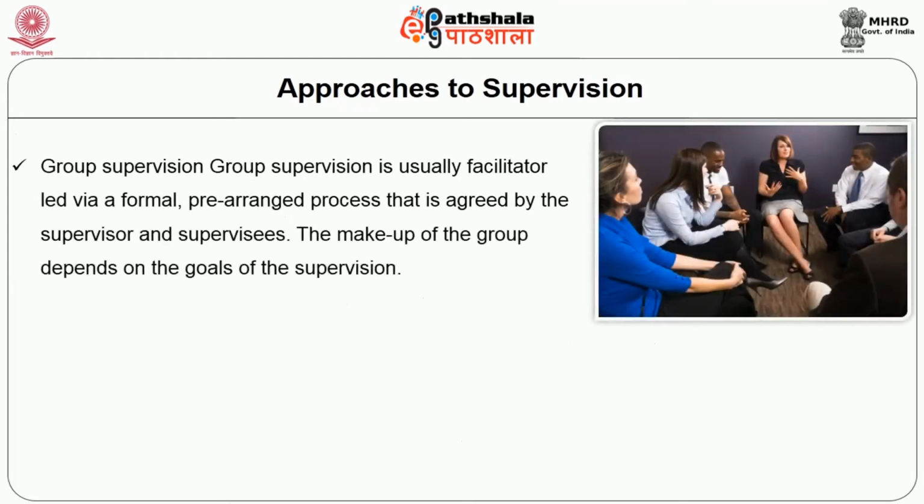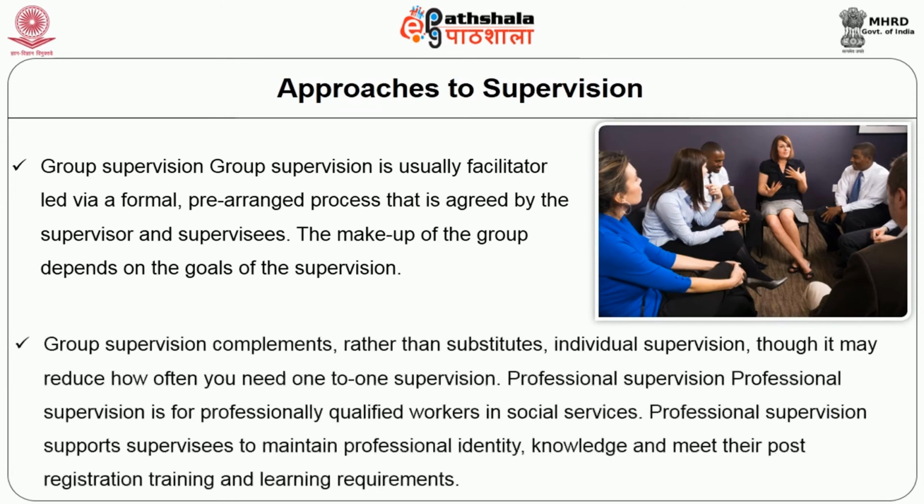Group supervision is usually facilitator-led via a formal pre-arranged process that is agreed by the supervisor and supervisees. The makeup of the group depends on the goals of the supervision. Group supervision complements rather than substitutes individual supervision, though it may reduce how often you need one-to-one supervision. Professional supervision is for professionally qualified workers in social services. Professional supervision supports supervisees to manage professional identity, knowledge, and meet their post-registration training and learning requirements.